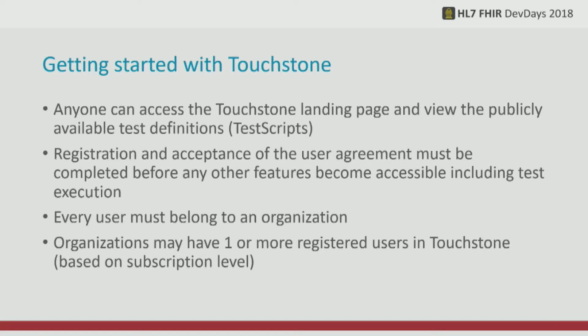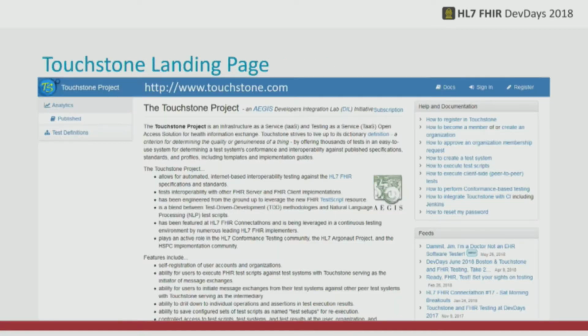But some other things that we need to run through quickly here. Anyone can access Touchstone and view the publicly available test definitions. So if I go back, there are some menus over there, and one of them says definitions. I'm not logged in here. Notice the sign in, so I'm not actually in as a user right now. But test definitions will expand and show you a tree view folder structure where all of our test scripts have been uploaded. You can see them.